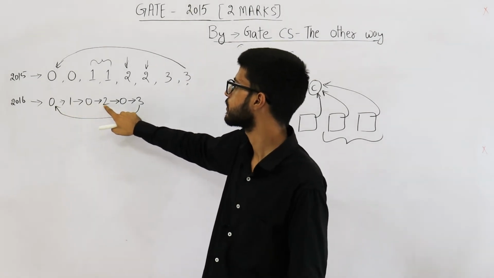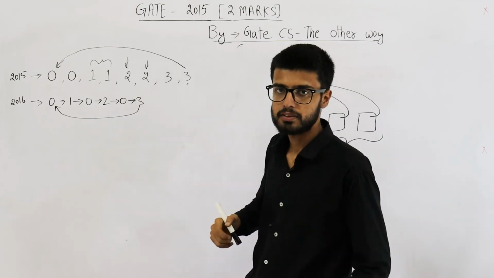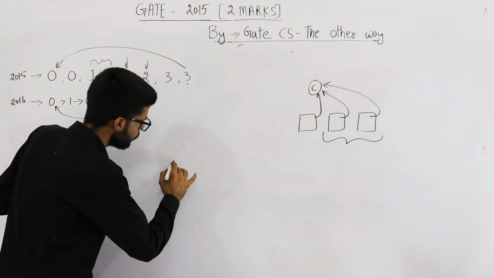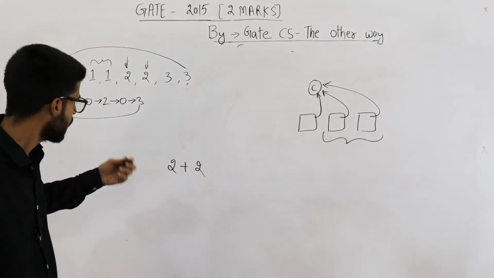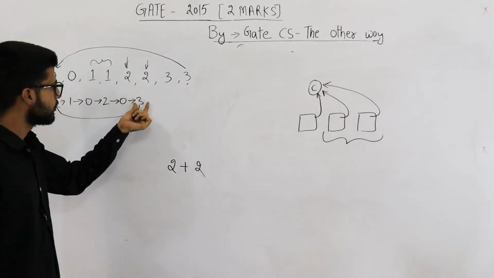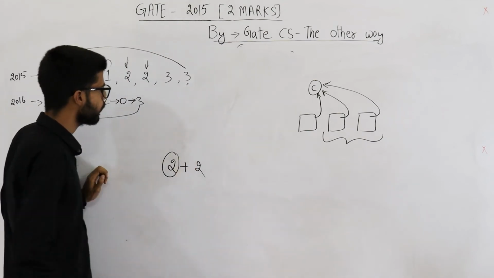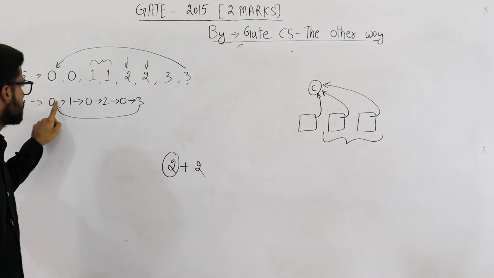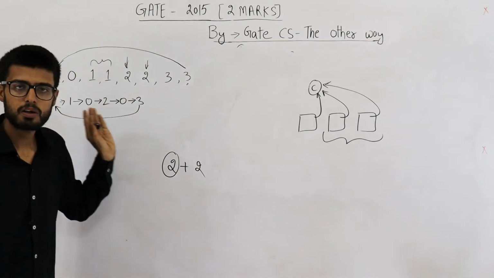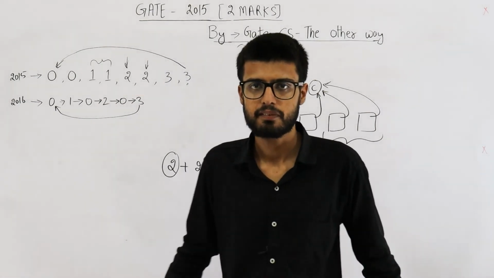If it's this 0, next state is 2. If it's this 0, next state is 3. That means 2 plus 2 flip-flops are required. Your answer is 4. How did I get 4? See, the biggest number is 3. So 2 flip-flops are required to represent each of these numbers. That means 0, 1, 2, 3. All of these numbers can be represented in 2 bits. Surely we will have 2 flip-flops.